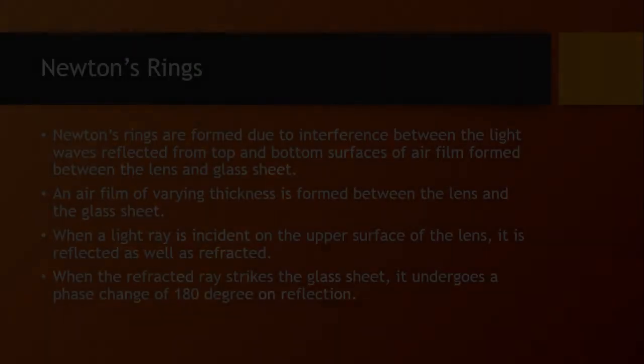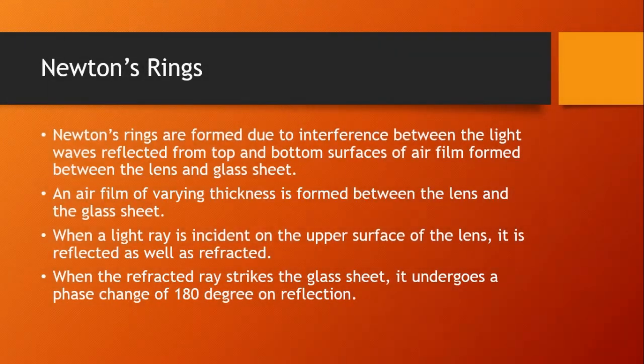If we summarize, we can say that Newton rings are formed due to interference between the light waves reflected from the top and bottom surfaces of the air film formed between the lens and the glass sheet. An air film of varying thickness is formed between the lens and the glass sheet. When a light ray is incident on the upper surface of the lens, it is reflected as well as refracted. When the refracted ray strikes the glass sheet, it undergoes a phase change of 180 degrees on reflection.